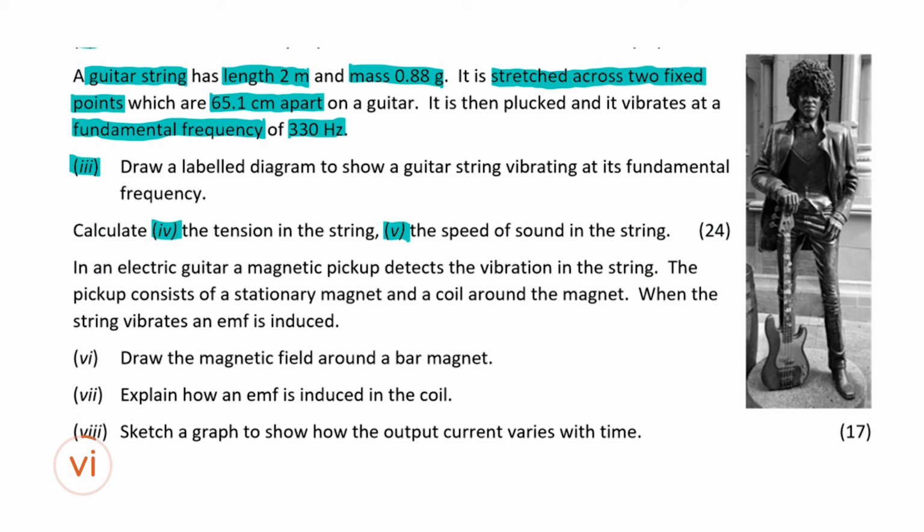We are told that in an electric guitar, a magnetic pickup detects the vibration in the string. So we're going to be talking about magnetism now. Now we're told that this pickup consists of a stationary magnet and a coil around the magnet. And when the string vibrates, an EMF is induced. And this leads us nicely into parts 6, 7, and 8.